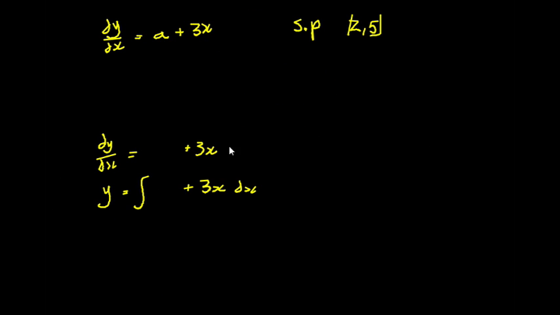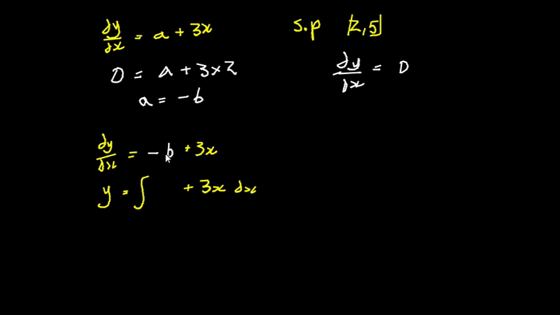Just a first example, we're starting off with the derivative dy dx is equal to a plus 3x, and it has a stationary point at 2, 5. And if you remember before, stationary points indicate that dy dx at that point 2 is equal to 0. The gradient is 0 at that point. So we can use that information, a plus 3 times, and we're using the point 2. And if we solve for that, a is going to be minus 6. So now I can say minus 6 plus 3x is my derivative function.